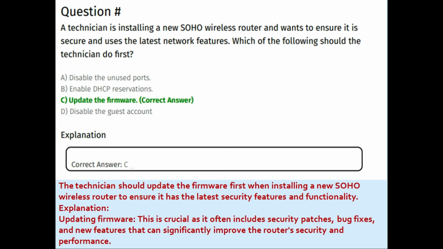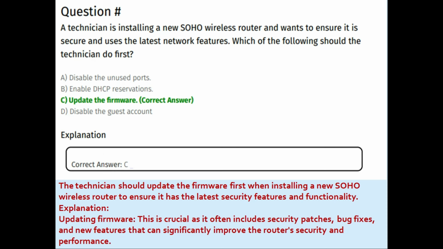Next question is, a technician is installing a new SOHO wireless router and wants to ensure it is secure and uses the latest network features. So which of the following should the technician do first? First option is A, disable the unused ports. Option B, enable DHCP reservation. Option C, update the firmware. Option D, disable the guest account. And the correct answer for this question is option C, update the firmware.